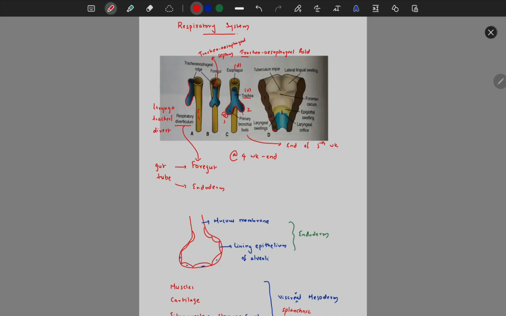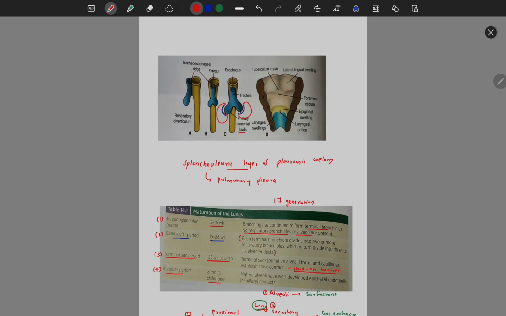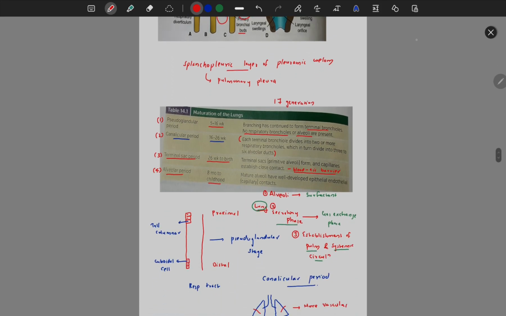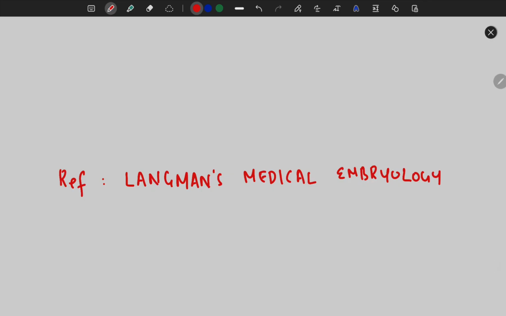To wind up, we have talked about the tracheoesophageal septum formation and the laryngotracheal diverticulum contributing to the respiratory system, then about the stages of maturation of the lungs, then about the various defects.